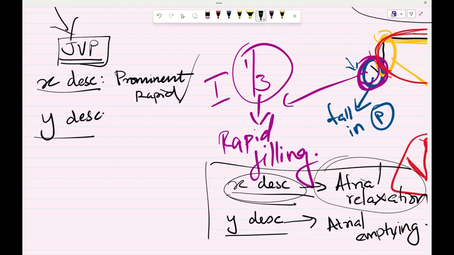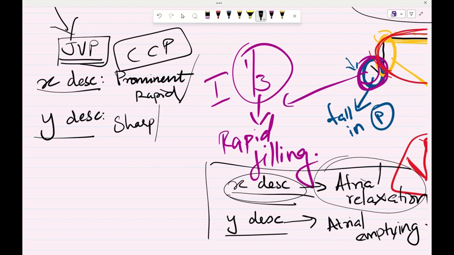Rapid, prominent X descent, you get it in chronic constrictive pericarditis. What about the Y descent? Y descent is atrial emptying, atrial emptying into the ventricle. Can the ventricle enlarge like a normal heart? No, because of the very thick pericardium, because of the stiffness of the pericardium, because of the rock-like pericardium, the atria cannot empty into the ventricle, which means the ventricle can't enlarge like a normal heart. The Y descent is also very rapid, very sharp, or you can call it prominent itself.